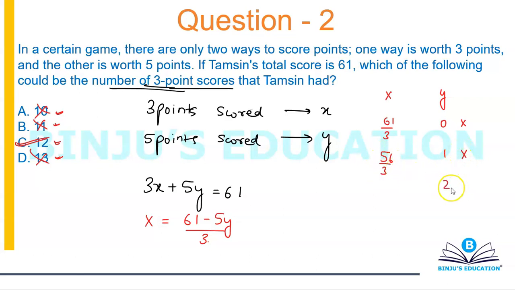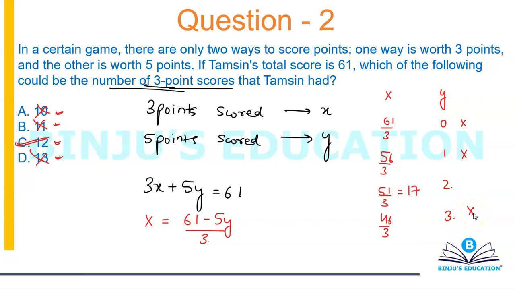Then you'll take y is equal to 2. 61 minus 10 is 51. 51 divided by 3. Now interestingly, this is an integer and this is equal to 17. However, 17 is not one of the options. So you're going to move forward. Then you're going to take y is equal to 3. So 5 into 3 is 15. 61 minus 15 is going to give you 46. So 46 divided by 3, again it's not an integer, so this is also out.